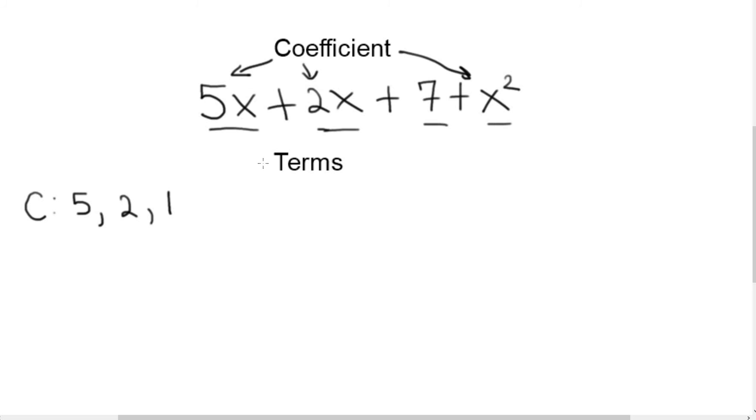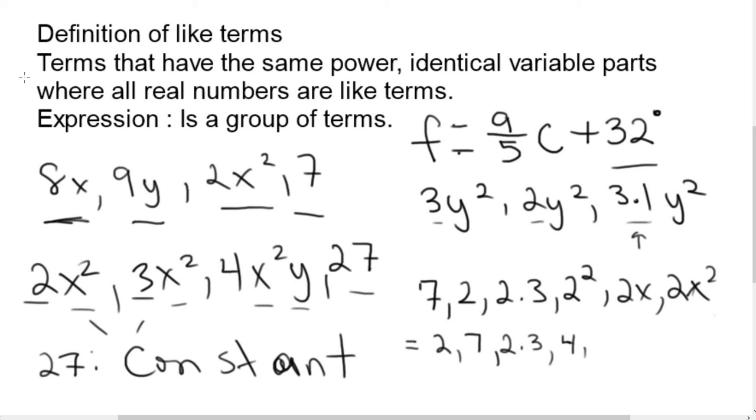So here the terms of this expression are 5x, 2x, the constant term 7, and x squared. Our coefficients are the numbers accompanying the variable: 5, 2, and out here there's a 1 that we don't see. That's the coefficient of x squared is 1. And 7 is the constant term.